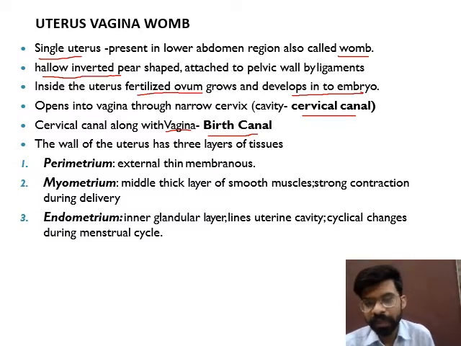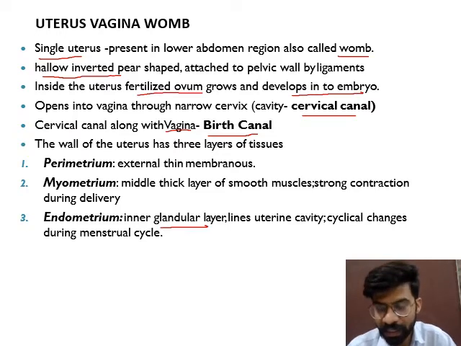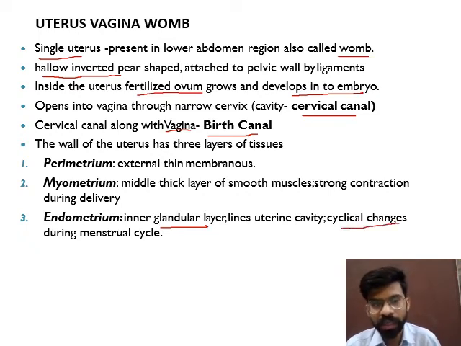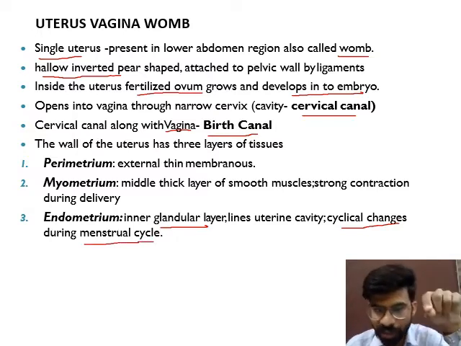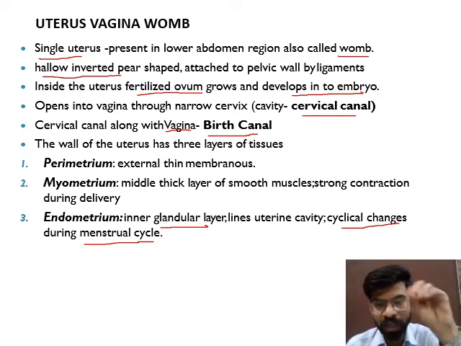Endometrium is the innermost layer of the uterus, and it contains a glandular layer. This means the endometrium contains glands, and these glands release some secretions. The endometrium is the layer which undergoes cyclic changes during the menstrual cycle. During menstruation, this endometrium layer breaks down, and it leads to the release of waste and blood from the female body to the outside.